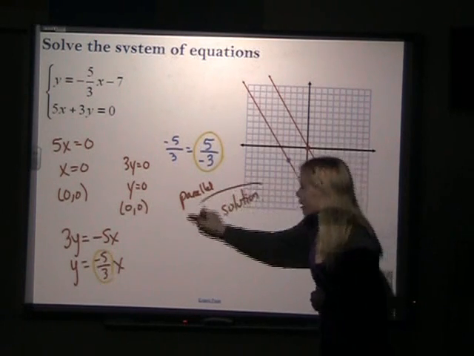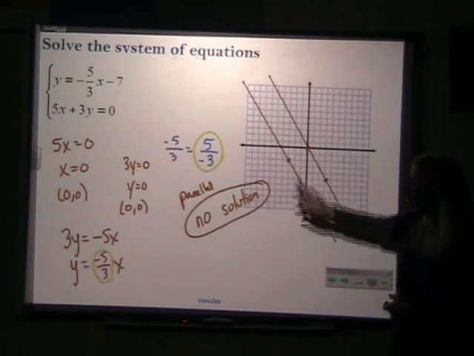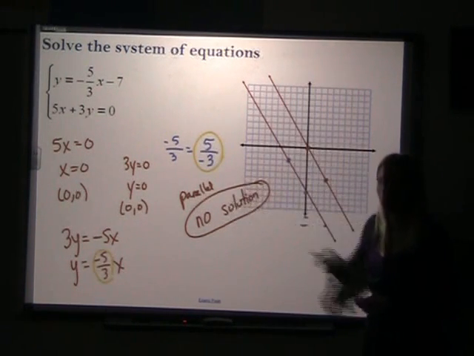You need to write that on your paper, or I'm going to assume you don't know what that answer is. So I have my parallel lines, which represent no solution.